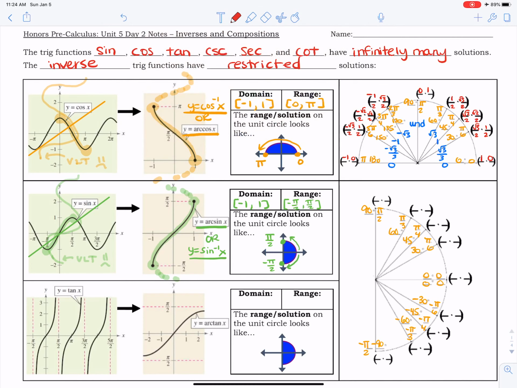Your coordinates, however, they're exactly the same as they would be on the regular unit circle. Already got that. And now we just do the reflection. And this is square root of 3 over 2, negative 1/2, negative square root of 2 over 2, and negative square root of 3 over 2.